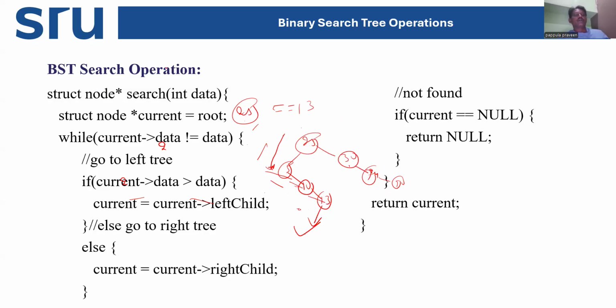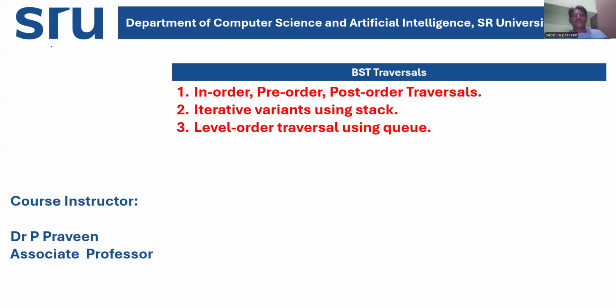All of you look here again. Is it clear? Okay. Now the BST traversal techniques: Inorder, Preorder, Postorder traversal, an iterative variant using stacks, and level order traversal. Inorder, Preorder, and Postorder are the main traversal techniques.